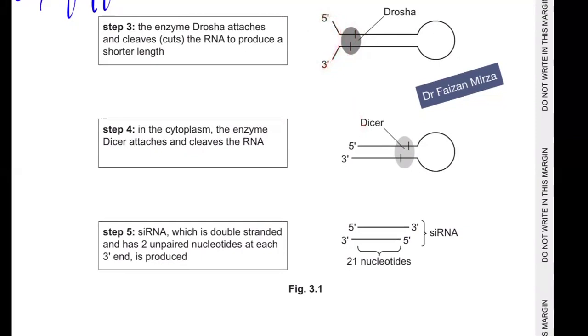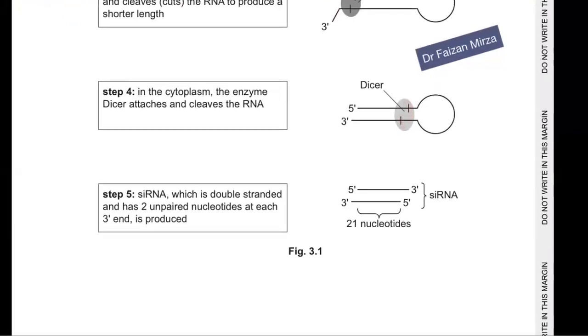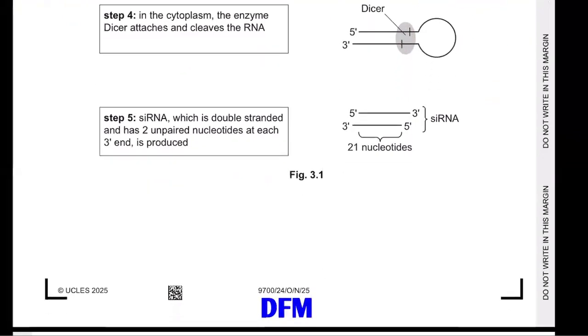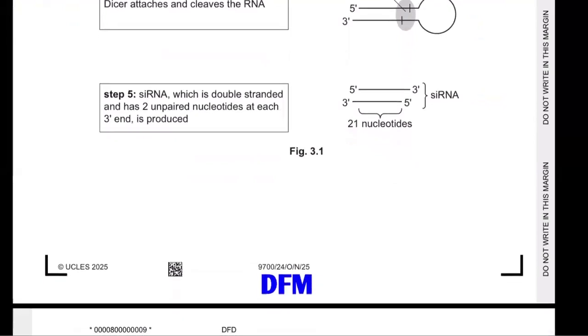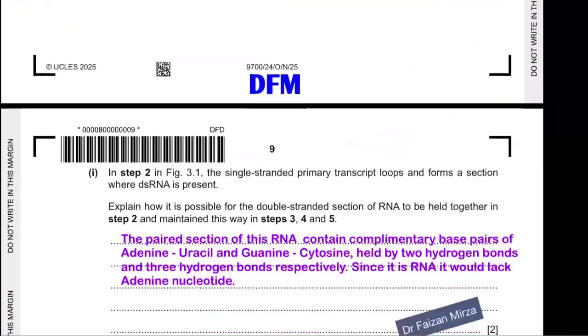Then another enzyme in the cytoplasm called dicer attaches and cleaves the RNA further. So it attaches here, at a different site, and cuts the RNA again in the same way, but at a different site. This leaves the siRNA. They are saying that in step 5, siRNA, which is double stranded and has two unpaired nucleotides at each end, is produced. So this is an unpaired nucleotide here, and this is an unpaired nucleotide here. You have a double stranded RNA being produced called siRNA. How many nucleotides are there? There are 21 nucleotides here.